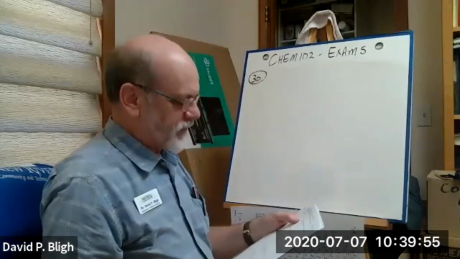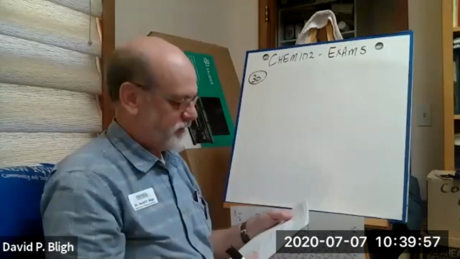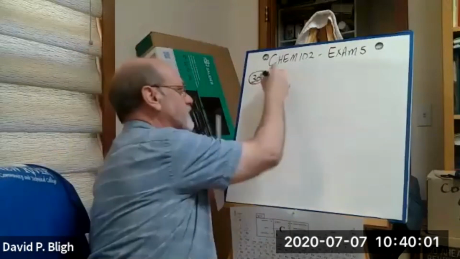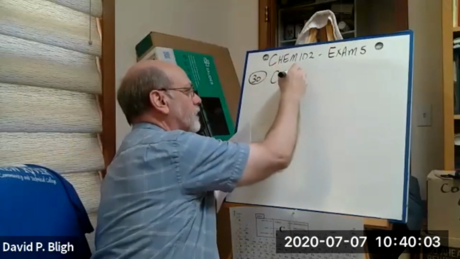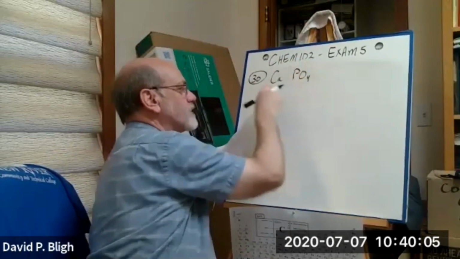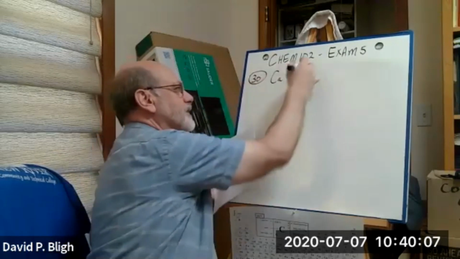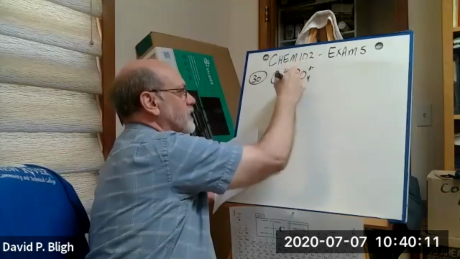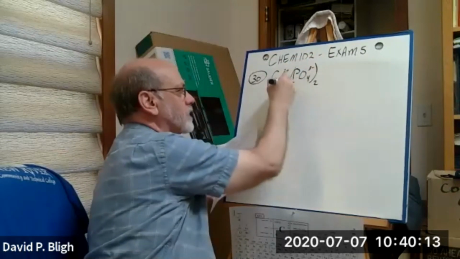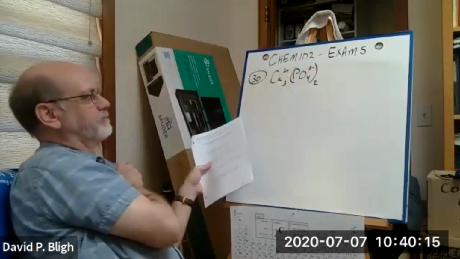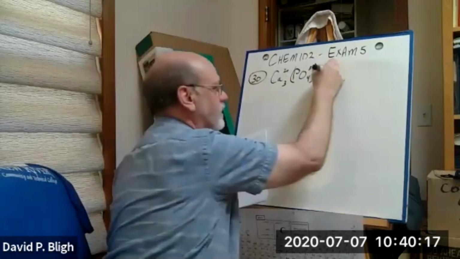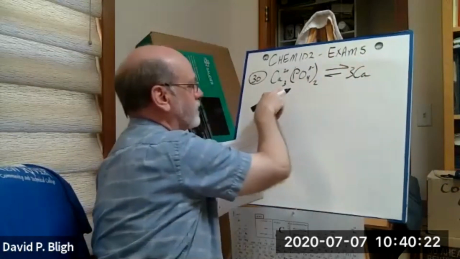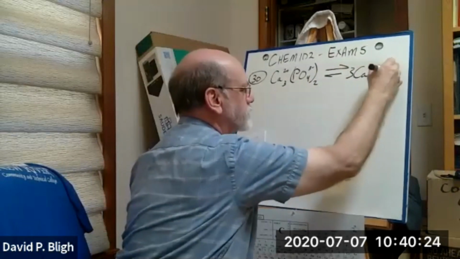I wouldn't want to try this one in my head. Calcium phosphate, right? You're just given the name, calcium phosphate. You know there's calcium and there's phosphate. This is a 3 minus, that's a 2 plus. So this is going to be 2 here and 3 there. Now we can do 3 calciums, right? And 2 phosphates.